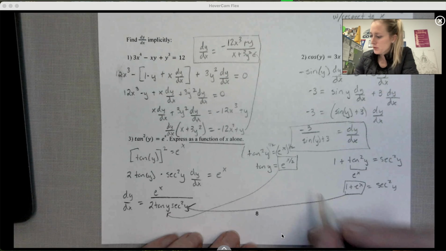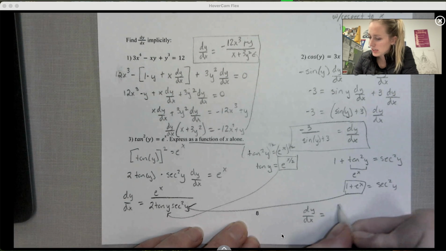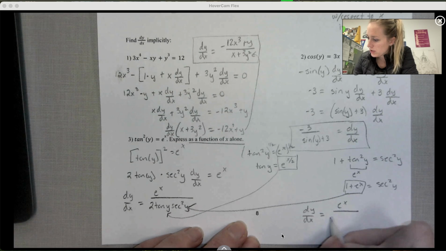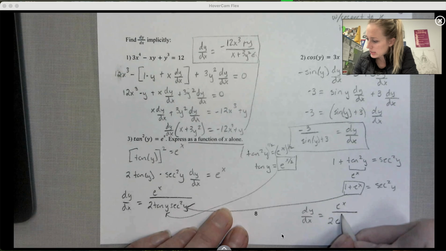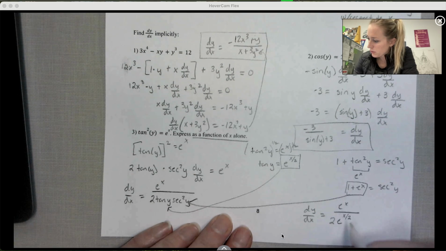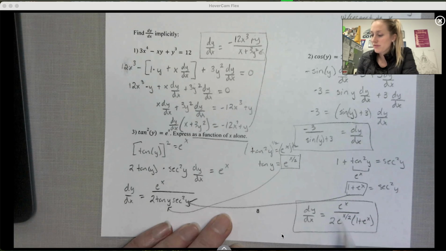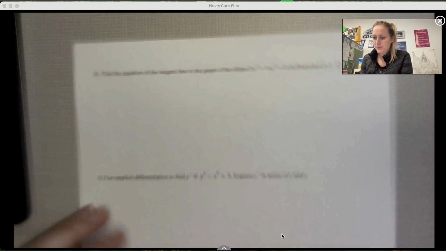So now we have dy dx equals e to the x over 2. Instead of tangent of y, we're going to replace it with this, e to the x over 2. Instead of secant squared y, we're going to replace it with 1 plus e to the x. So that is our derivative written as a function of x alone. And we only had to do that, again, because of that specific direction.